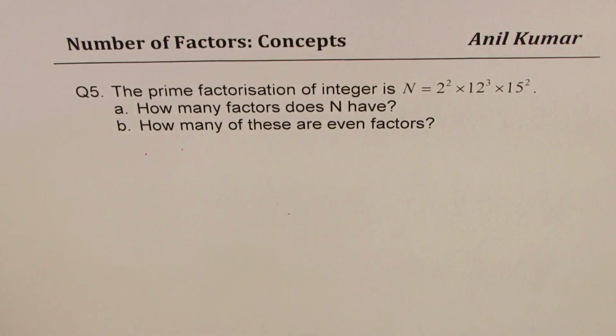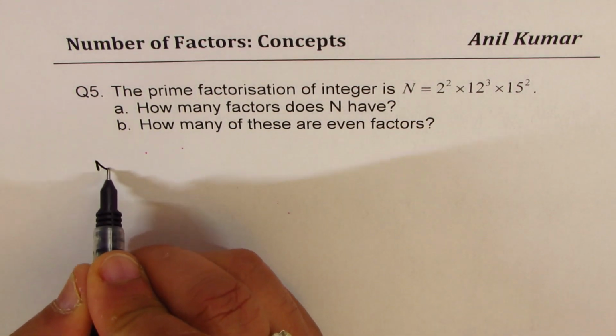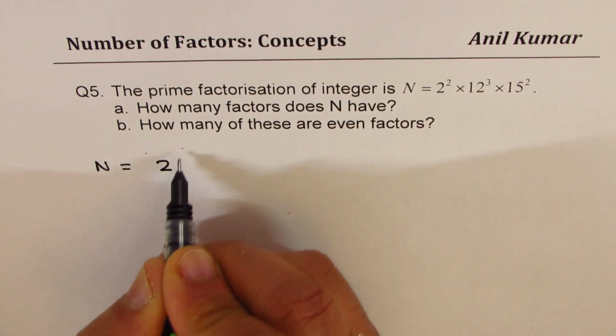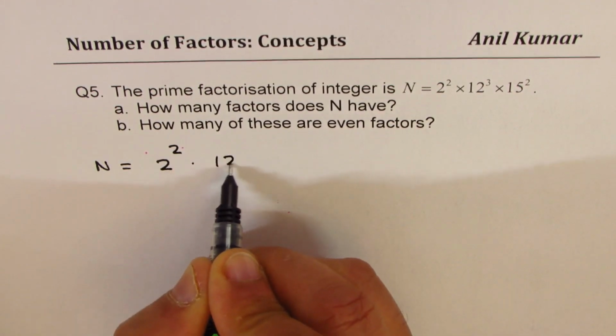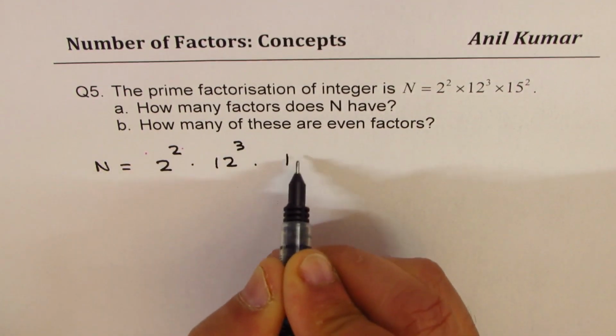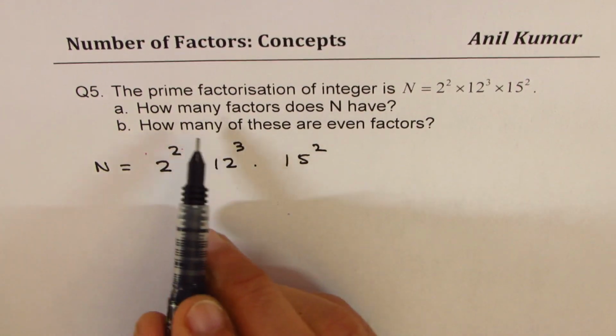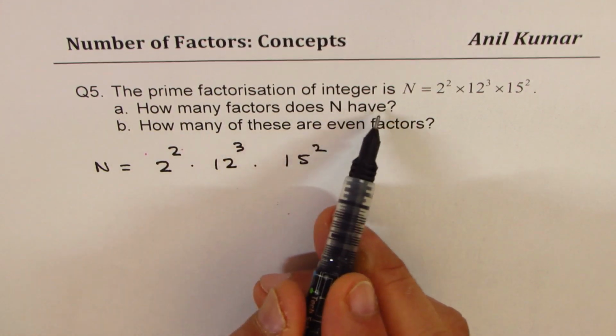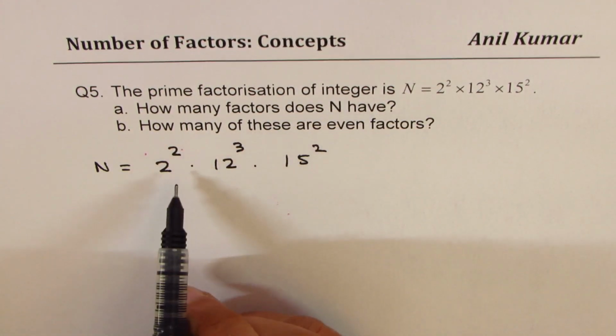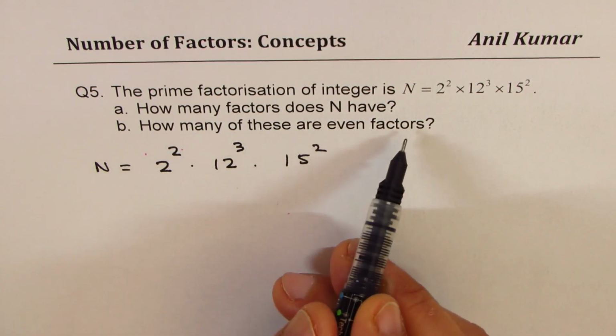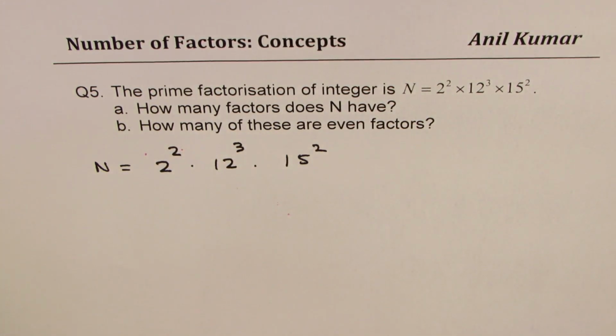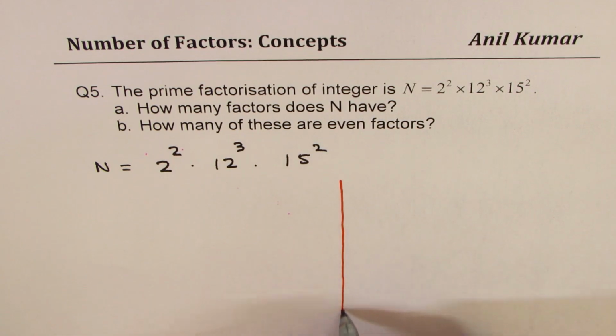The last question here is: the prime factorization of integer n is, let me rewrite this. This is tricky. We have 2 2's, we have 3 12's, and we have 2 15's. How many factors does n have? That is what we need to find. And how many of these are even factors? So there are 2 parts to this. I'd like you to pause the video and answer this.